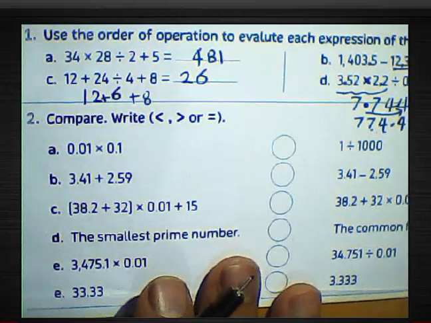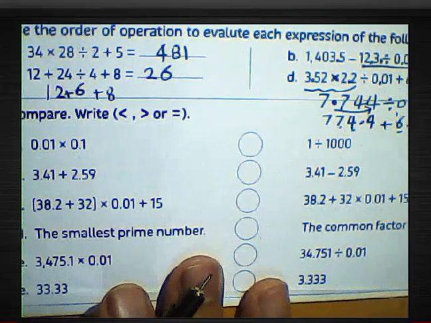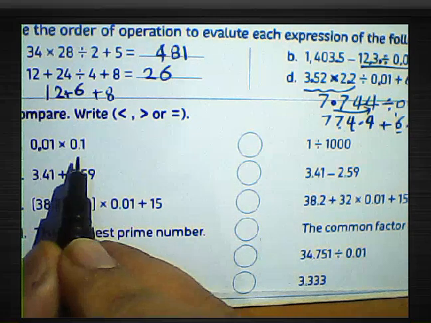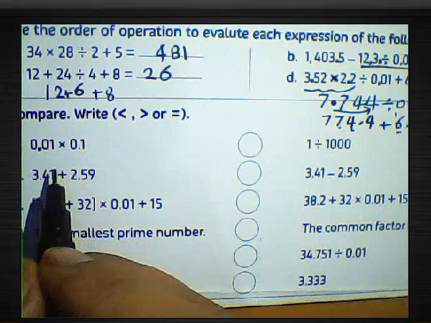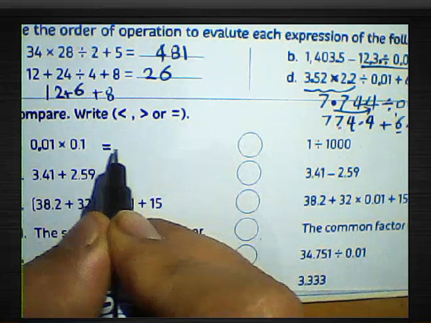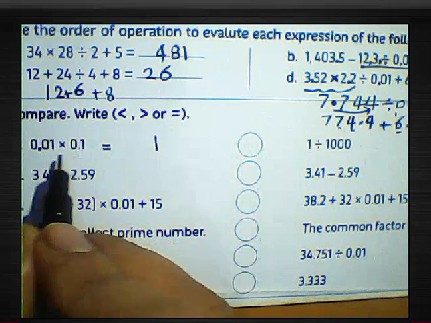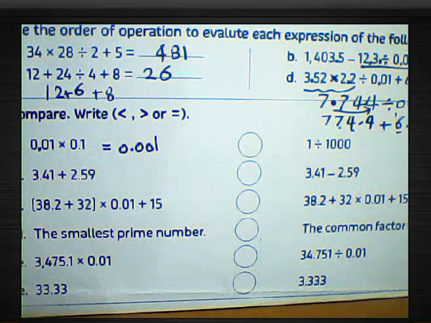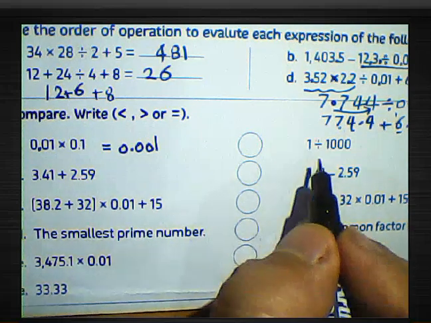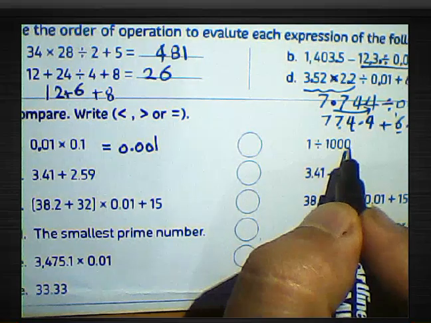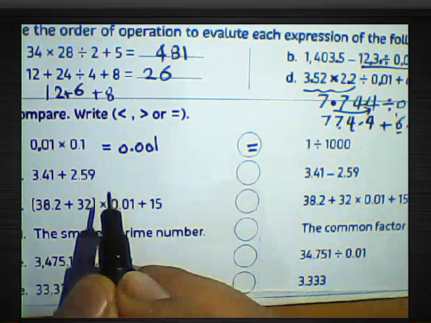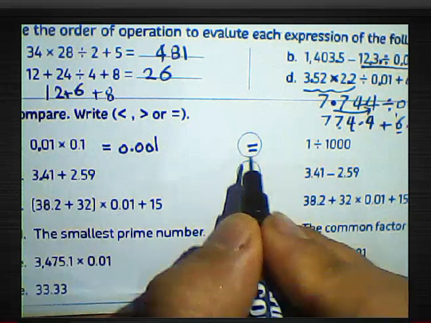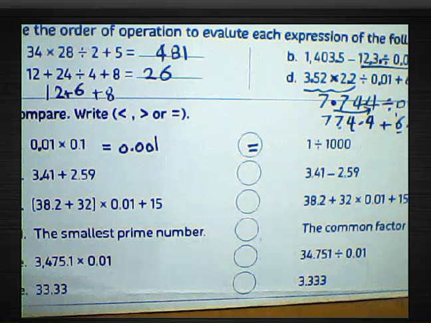Compare, letter A. Write less than, more than, or equal to. 100th times 1/10th. We know 1 times 1 equals 1, and the point will be after 3 digits: 1, 2, 3, and write 0 here. The point after 3 digits means 1 over 1,000, which means 1,000th. So we must write the sign equal to.